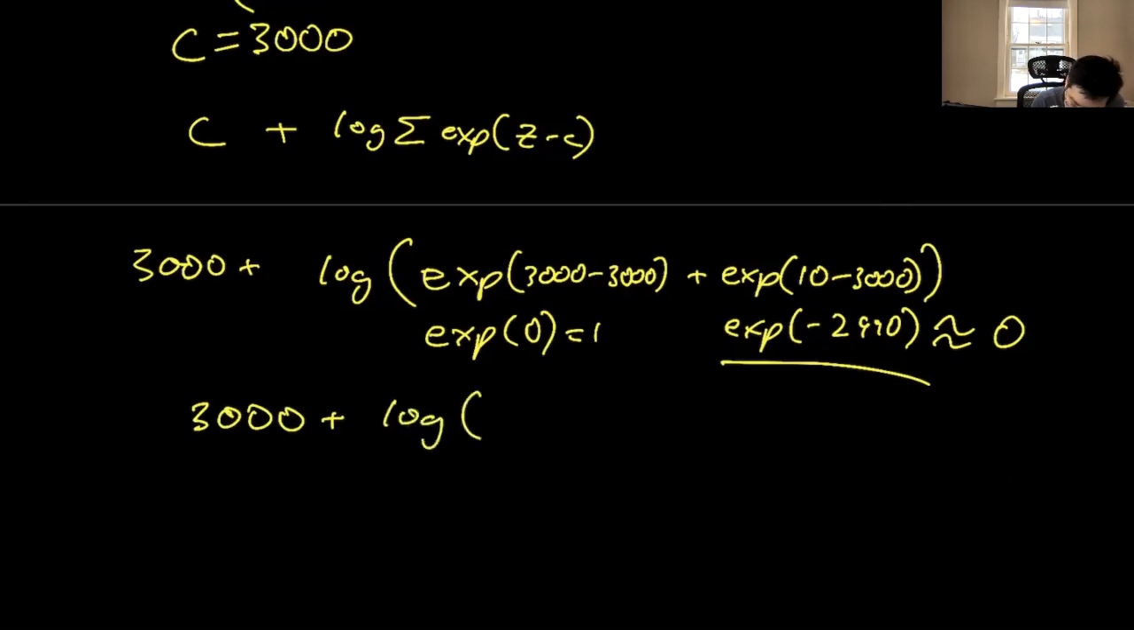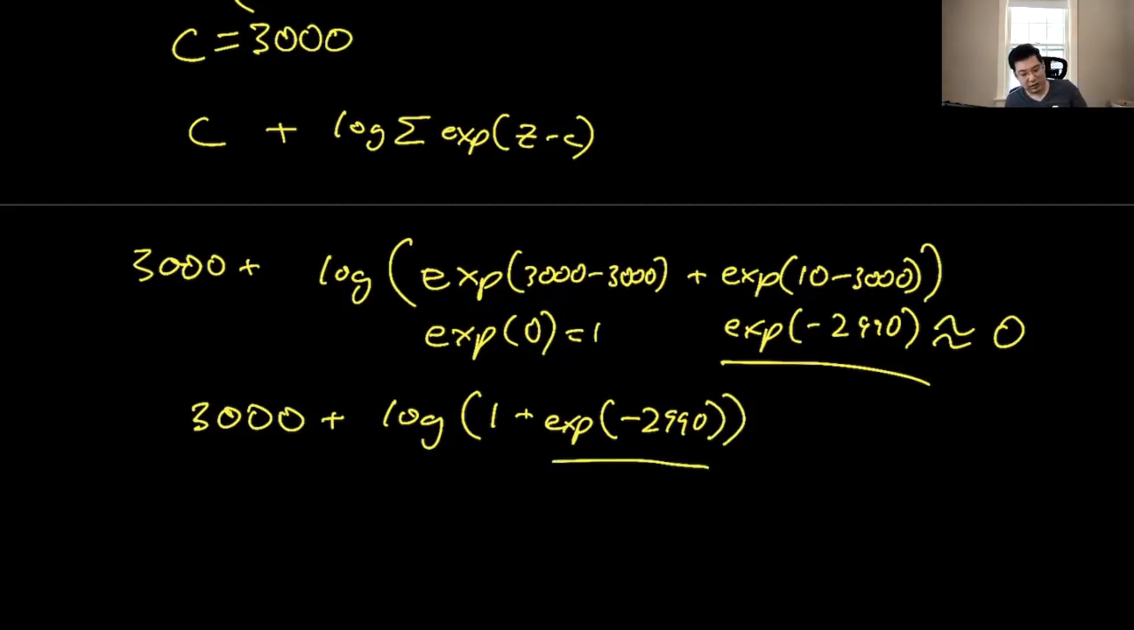Log of 1 plus, minus 2990, oops, not log, sorry, exp of 2990. And again, this is a tiny number, so this is basically zero. It's a little bit bigger than zero, right? So you have some precision questions there, but that's the example. The example is basically to get what we want without the computer blowing up and saying, oh, this is not a number, right? So you actually see what the value is, and that's what we want.